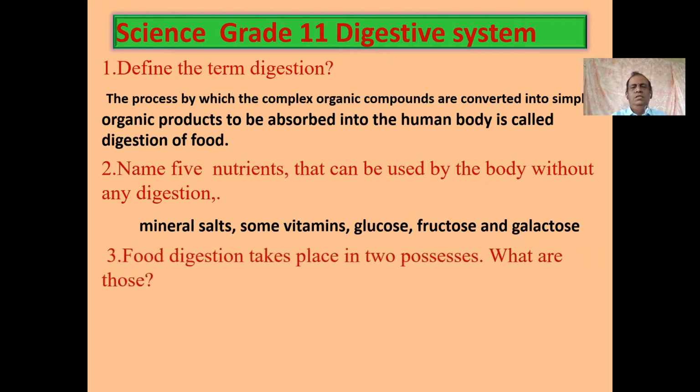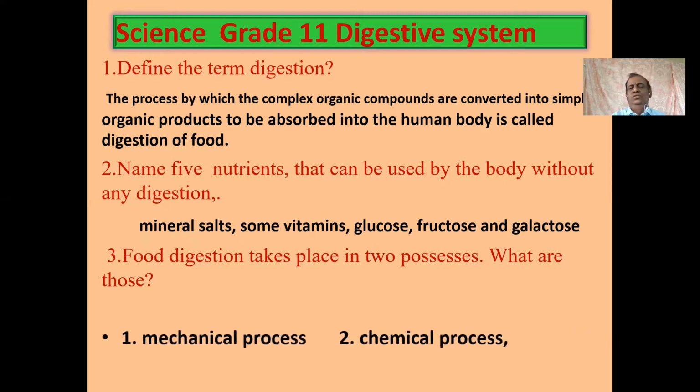Food digestion takes place in 2 processes. What are the 2 processes of food digestion? The first one is the mechanical process: chewing, grinding. The second one is the chemical process. The enzymes are involved in this chemical process for the digestion of food.